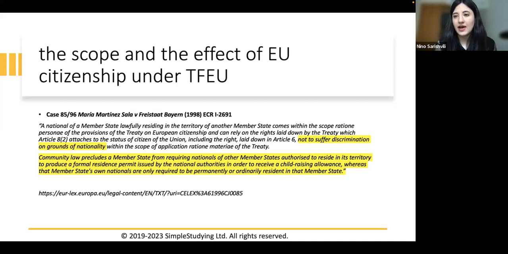So this case has confirmed that EU nationals should not be suffering discrimination on the grounds of nationality within the scope of the Treaty on the Functioning of the European Union. Community law precludes a member state from requiring nationals of other member states authorized to reside in its territory to produce a formal residence permit issued by the national authorities in order to receive a child raising allowance. Well, child raising allowance is not an issue here because it's not about employment opportunities.